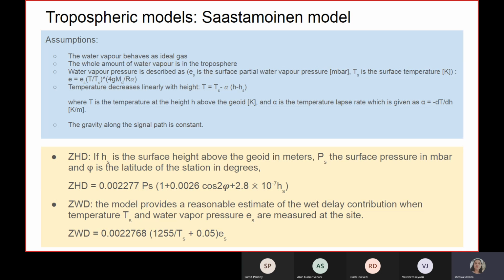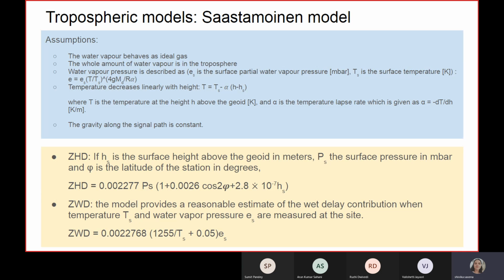Unfortunately, this is not so in India everywhere. We have very few networks. Currently, Survey of India is developing a countrywide GPS network. So let's see that every station should contain met sensors so that we can get this kind of information and we can model the wet delay using these models.